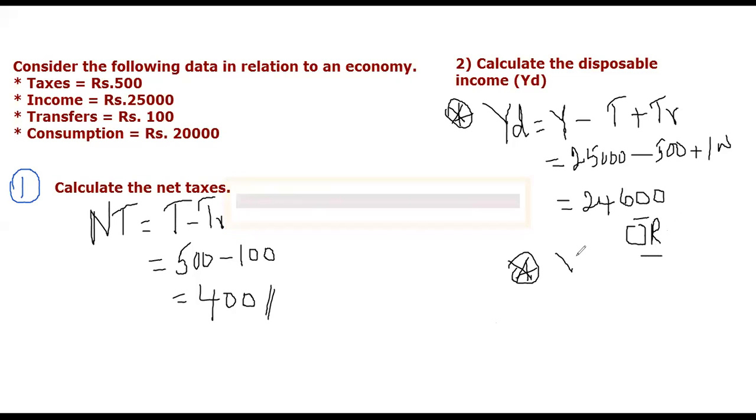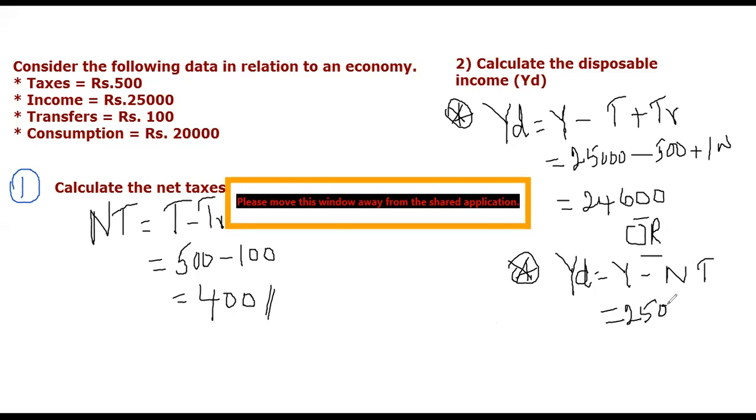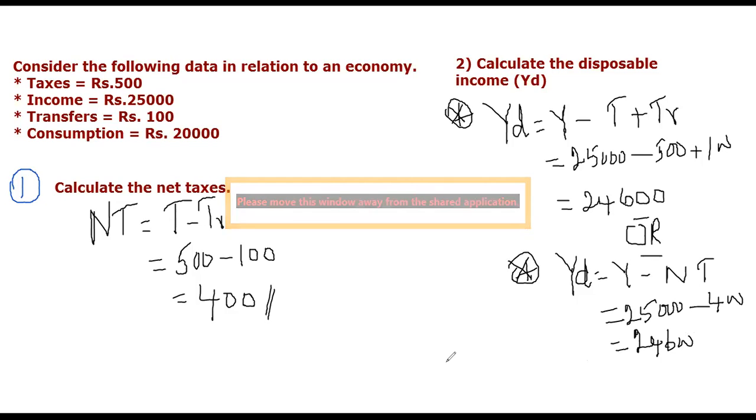YD can also be calculated by another method. How? YD is equal to Y minus net tax. Like this also you can find. Y is 25,000 minus 400 also will give the same answer, 24,600. So when you find the YD, either Y minus T plus TR or Y minus net tax, like that you can find.